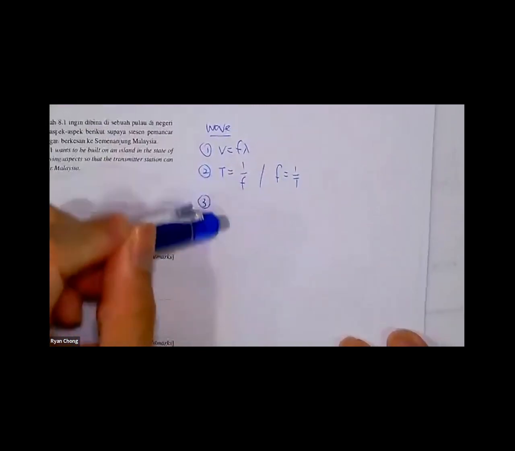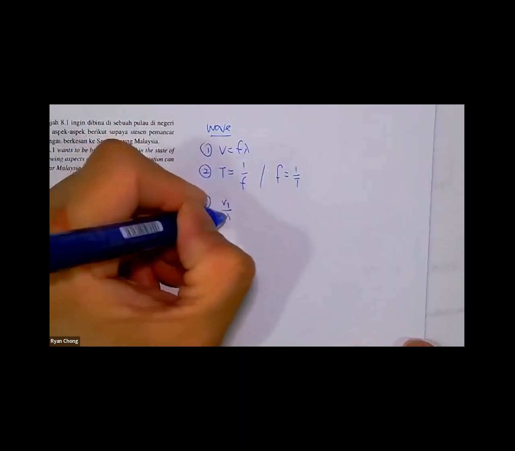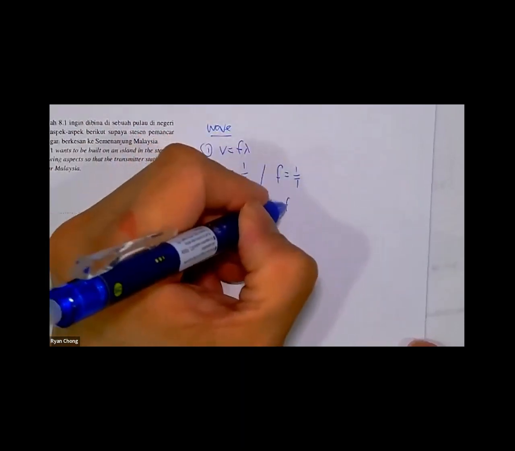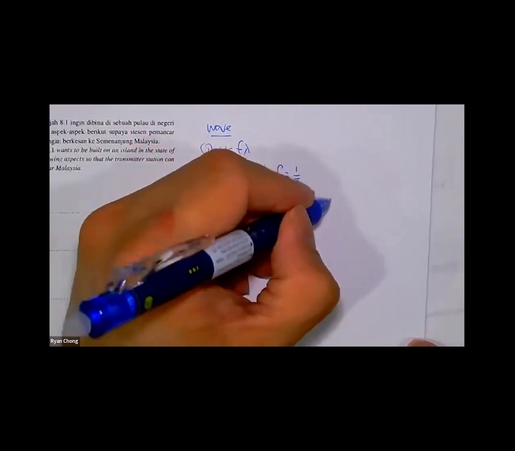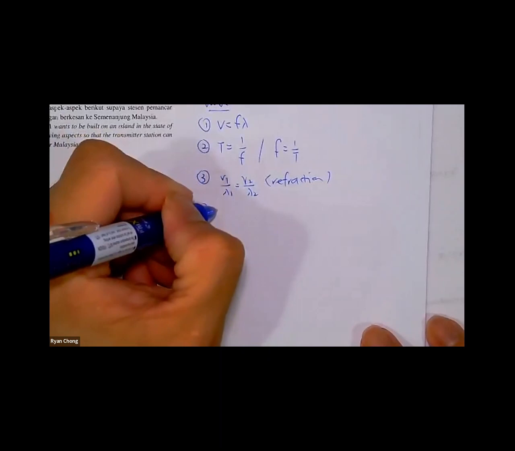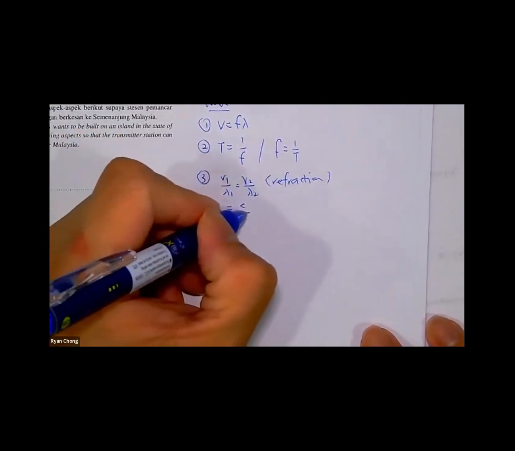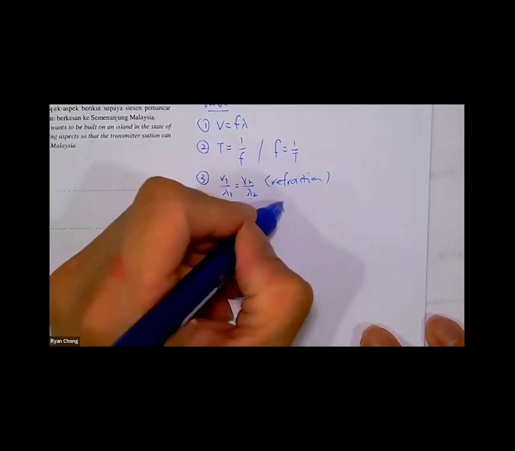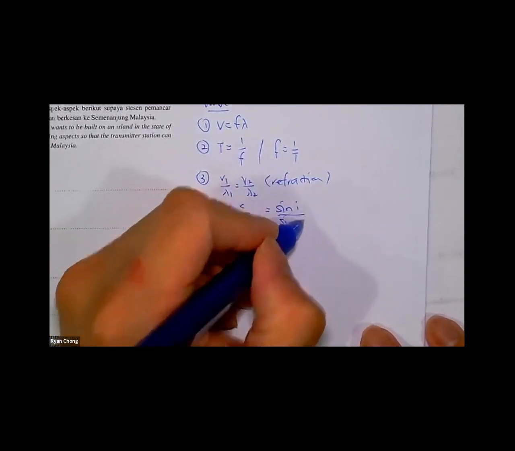This is for refraction, right? V1 over lambda 1 equal to V2 over lambda 2. This one is for refraction. And then after that, in your Snell's law, we will have refractive index is speed of light in vacuum by speed of light in that medium. Okay, sine i over sine r.